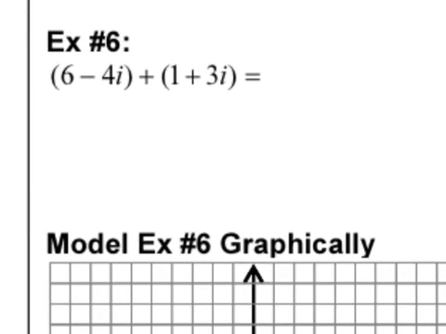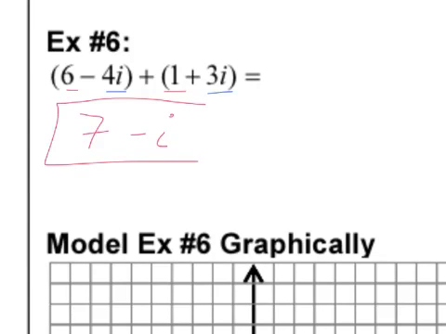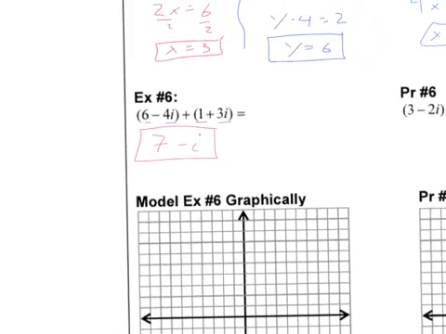Okay, what about this? What if we're adding imaginary numbers? Well, this one, since we're just adding here, we could really ignore these parentheses and just combine like terms. So here's our real part, here's our imaginary part, and now we just add. 6 plus 1 is 7, negative 4i plus 3i is negative i. That's it. That is it.